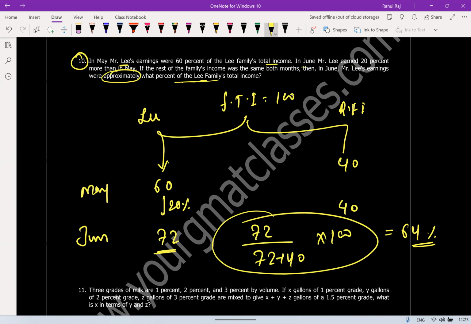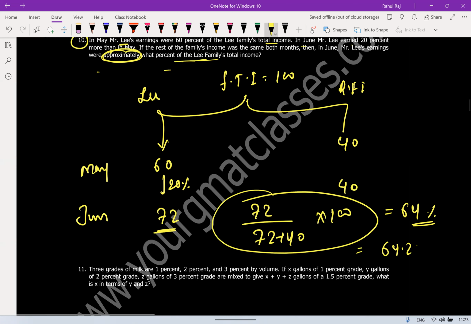Approximately, it means 64 point something, it will be around 64%, because the question directly asks approximately what percent. If you calculate this, you will get somewhere around 64.23 or something like that, but in the answer choices it will be mentioned as 64. I have not given answer choices because a lot of people start doing backsolving stuff.